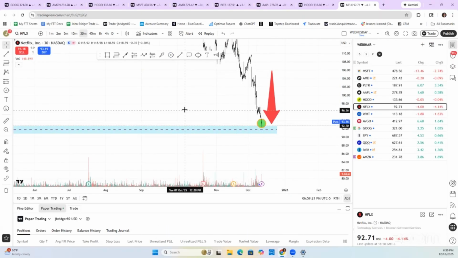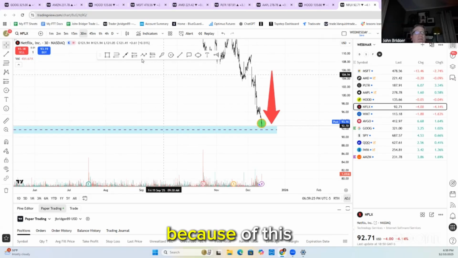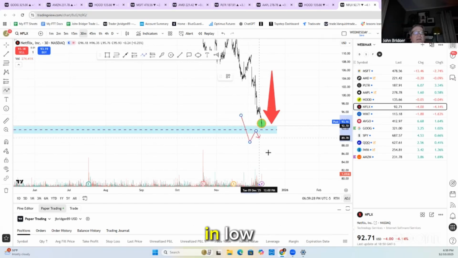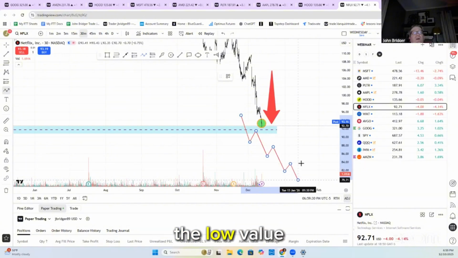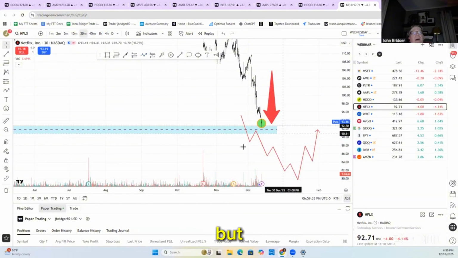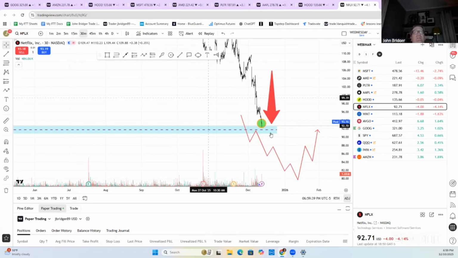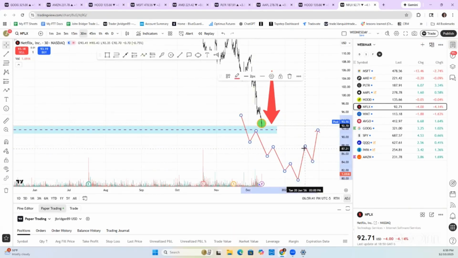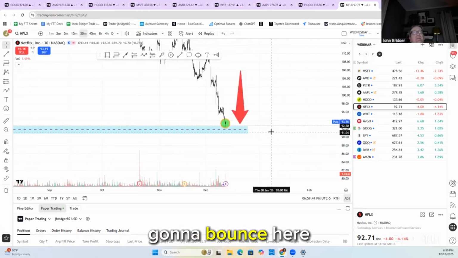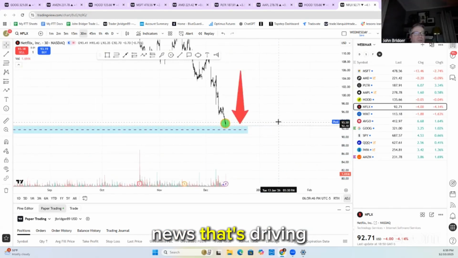As a trader, what's happened because of this news is they're still pricing in low, right? They're trying to discover what the low value is. At some point it's going to pivot, but based on that new news, it's still being priced in. So I don't want to just jump in here and say, yeah, it's going to bounce here, because clearly there's some news that's driving that sell-off.